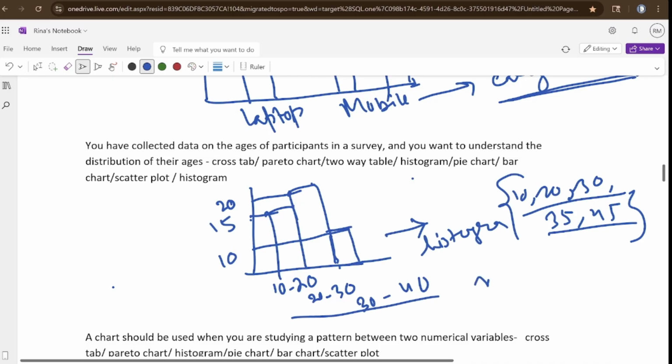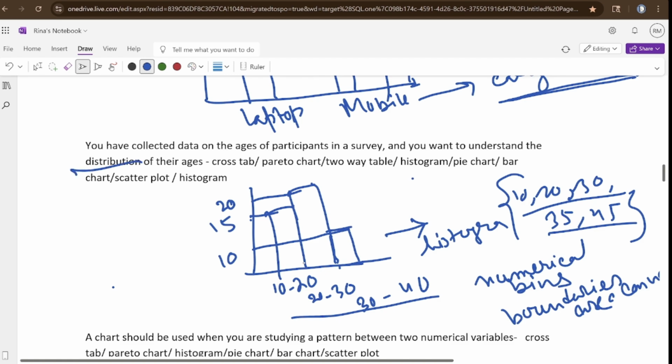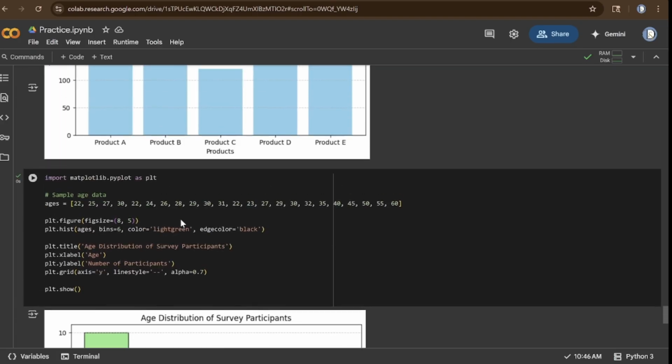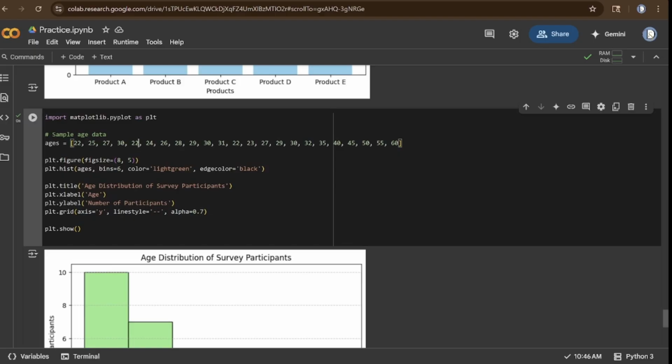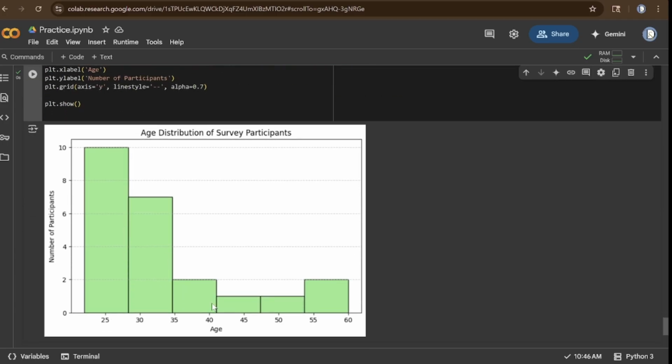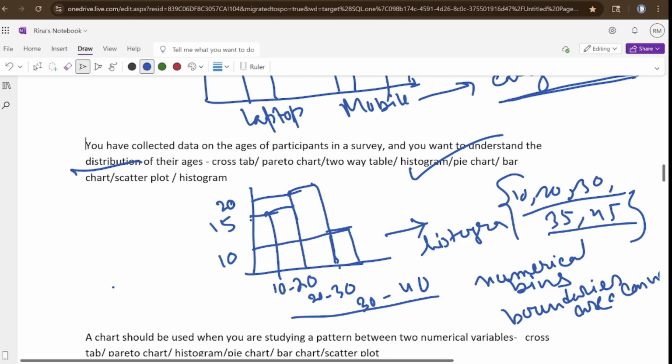This is a numerical data. You are creating bins. Boundaries are connected. Okay. And you find their distribution. So best suitable is histogram. Clear? Let me show you the example. See. This one is histogram. Different ages. And you have to just write hist, then it will create the histogram. And see, here they have given 6 bins, number of bins 1, 2, 3, 4, 5, 6, and you can understand what is their age distribution. Clear? Now let's do the next one.